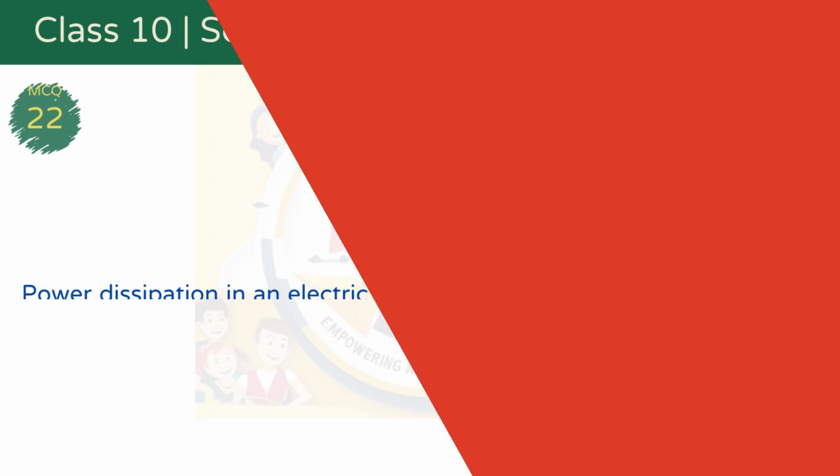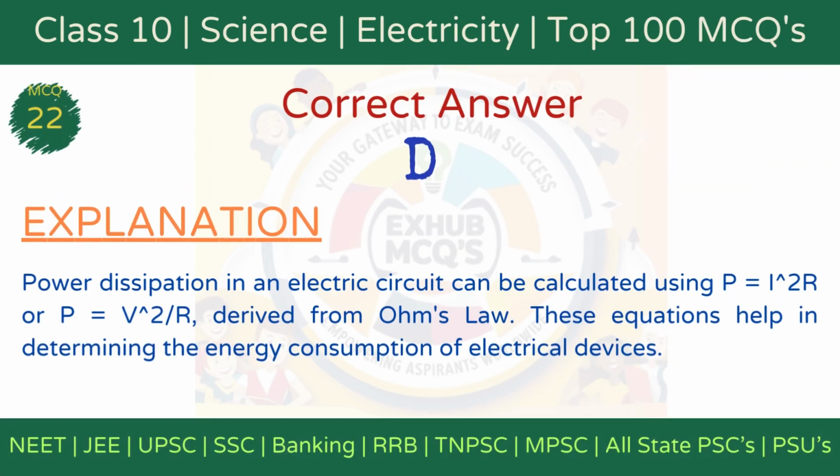The correct answer is option D, both A and C. Explanation: power dissipation in an electrical circuit can be calculated using P equals I squared R or P equals V squared over R, derived from Ohm's law. Both formulas are used to calculate energy loss as heat in resistive components.